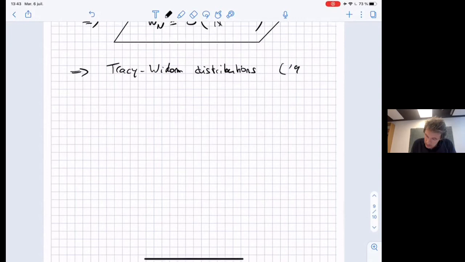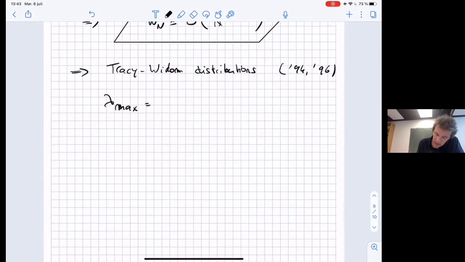They were indeed discovered by Tracy and Widom in '94 and '96. 94 for the Gaussian unitary, 96 for the orthogonal and symplectic ensembles. And this has to do with the following. If you look at lambda max in the large n limit.